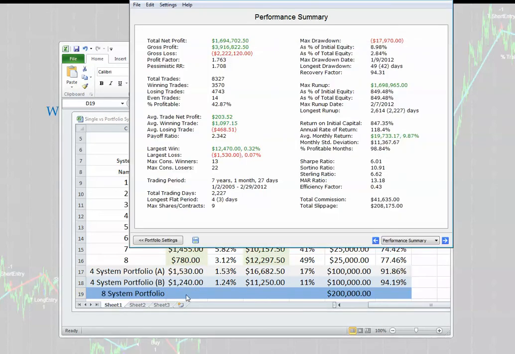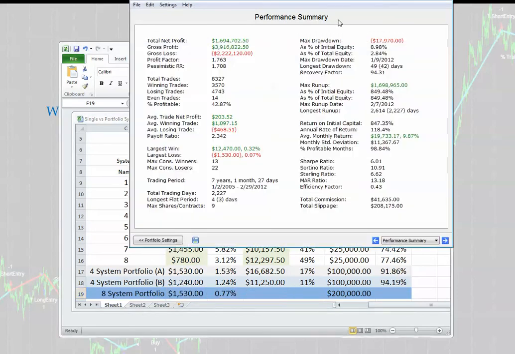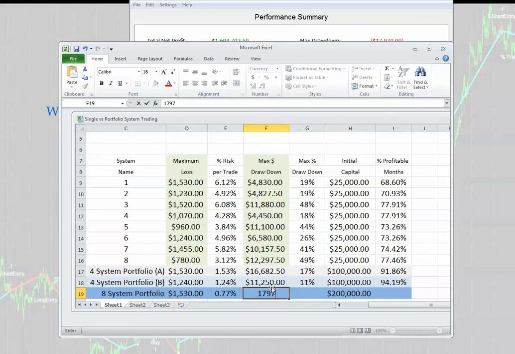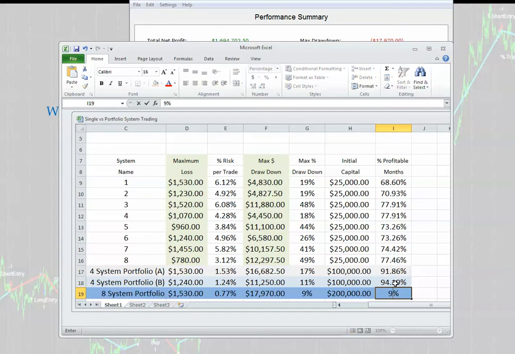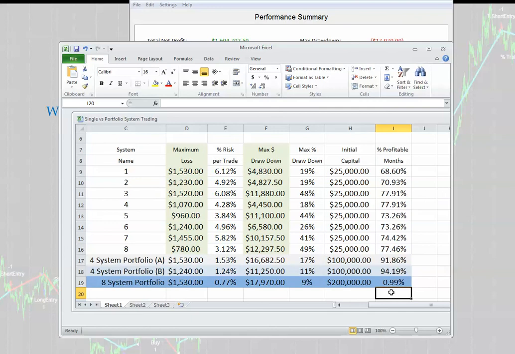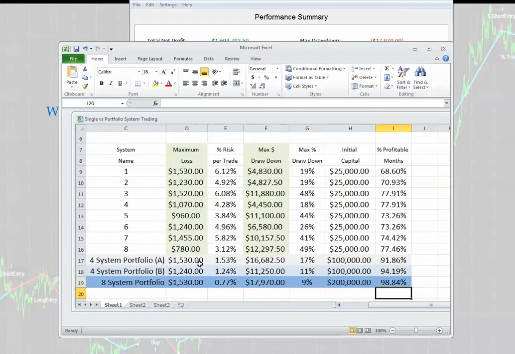First, the largest loss is $1,530 again. The max drawdown is $17,970. And the percentage of profitable months is 98.84. Okay, so now you should be noticing a trend.